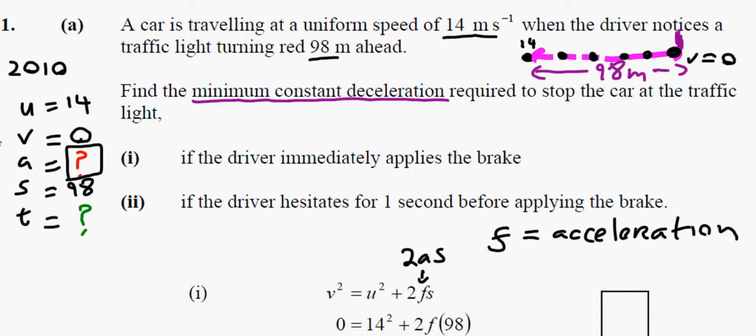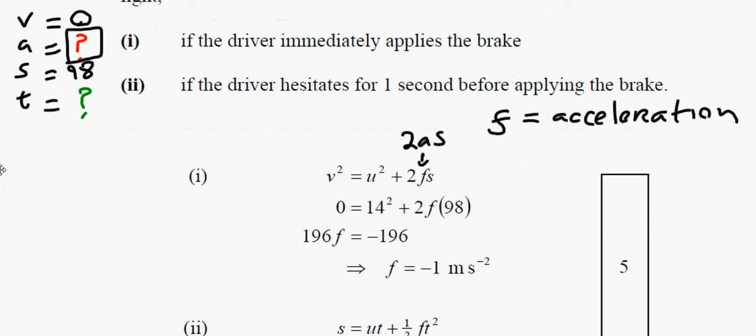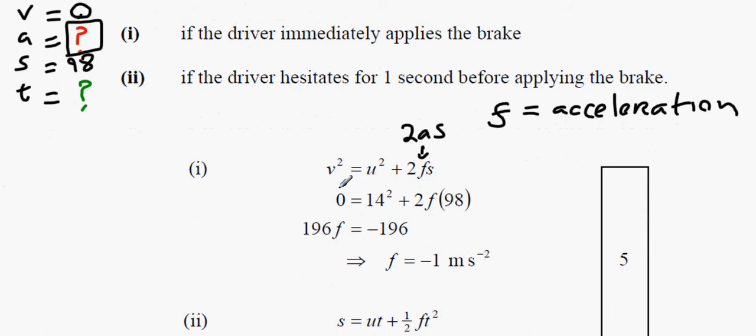So we're going to plug it in. v squared, v is 0, so 0 squared, u squared is 14 squared, 2as is 2 multiplied by a multiplied by 98. We multiply these out, so we get 0 equals 196 plus 196a. Bring the 196 over to the other side, so we get 196a equals minus 196. a therefore is minus 1 meter per second squared, which is exactly what we expect.